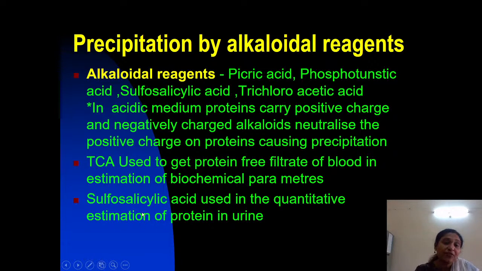And the next one is sulfosalicylic acid, which is one of the alkaloidal reagents. It precipitates the protein. It is widely used in the quantitative estimation of proteins in urine. So the amount of protein in the urine is estimated by using this reagent, sulfosalicylic acid.